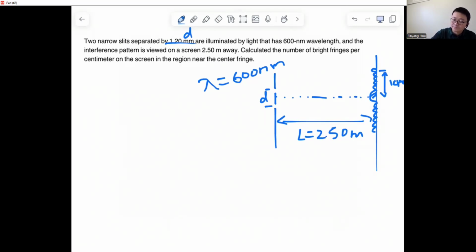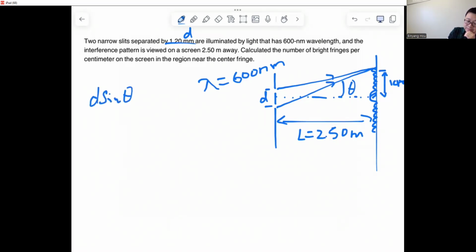All right. So this is your Y. So basically that goes there, and this guy goes there. All right. So we can calculate, this is a small angle diffraction, so d sine theta, okay? That should equal m times lambda, okay?